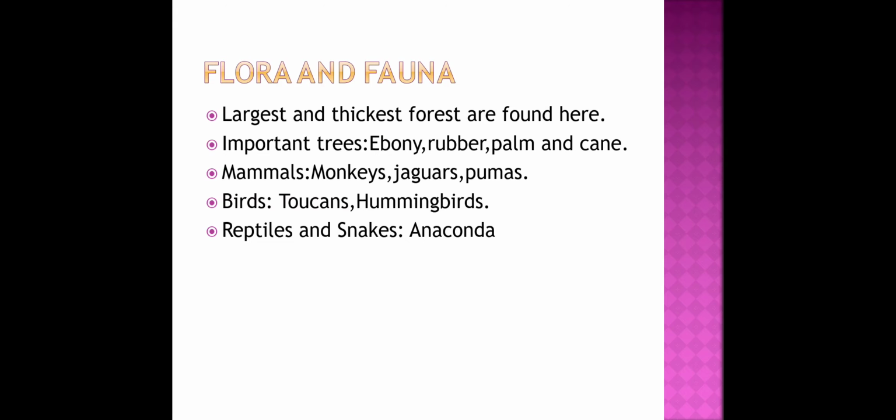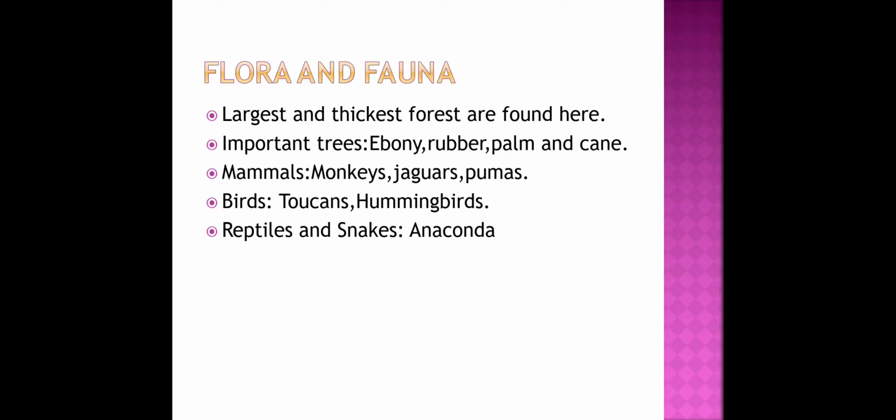Now we'll see the flora and fauna. Talking about the flora and fauna, here there is a rich growth of natural vegetation. In this region, evergreen equatorial forests are found, which are the largest and thickest in the world. Important trees found in this region are ebony, palm, rubber and cane, which are quite useful for different purposes.